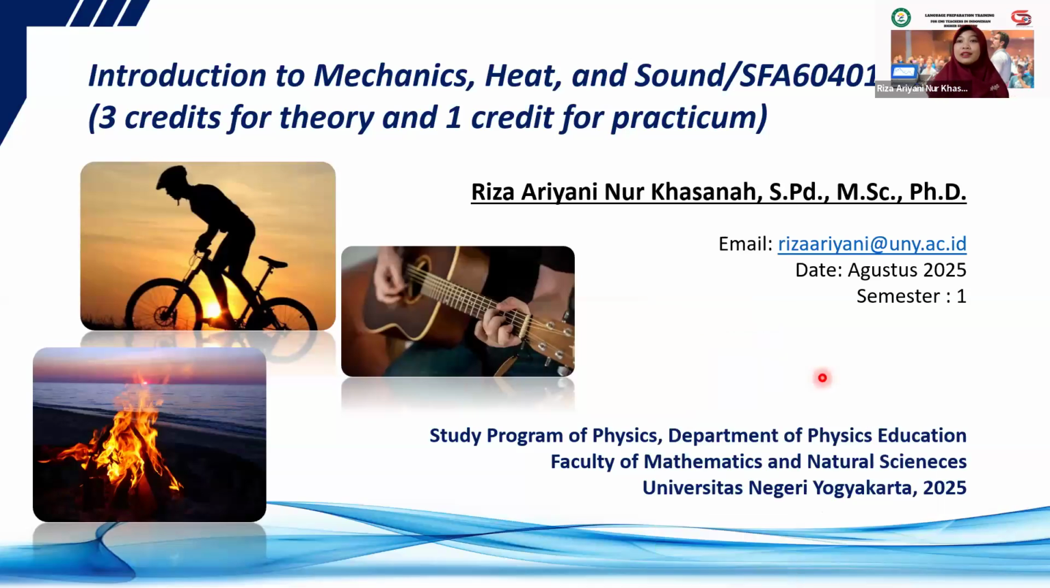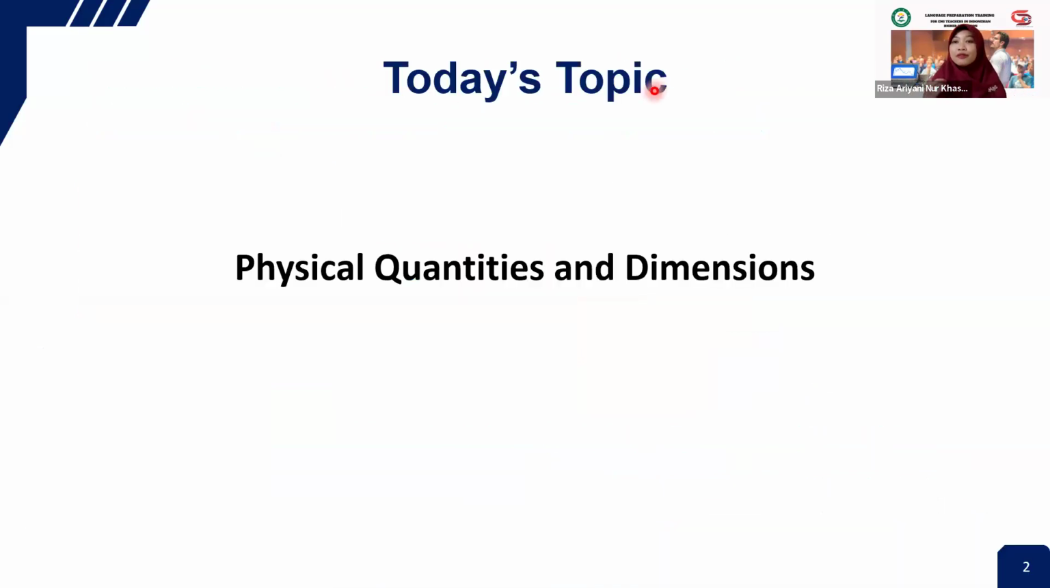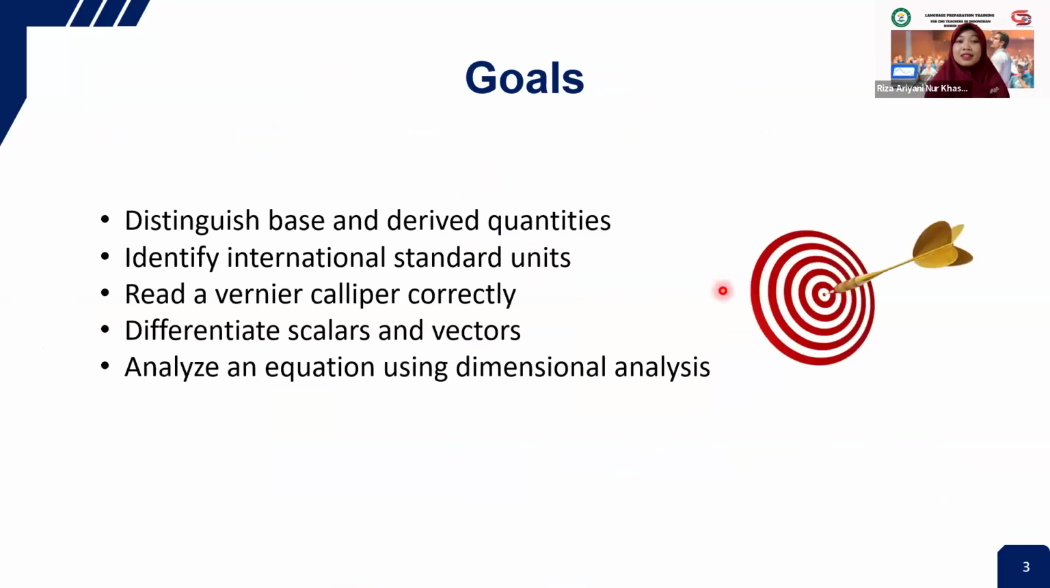Alright, now welcome back to week 2 of Introduction to Mechanics, Heat and Sound. Last week, we already reviewed the syllabus, assignment, and learning roadmap for this semester. And today, we officially begin our first topic, which is physical quantities and dimensions. By the end of the class, you should be able to distinguish base and derived quantities, identify international standard units, read a vernier caliper correctly, differentiate vectors and scalars, and analyze an equation using dimensional analysis.